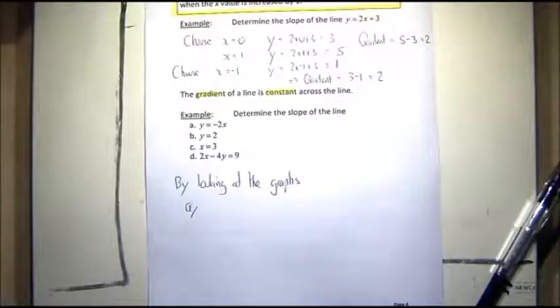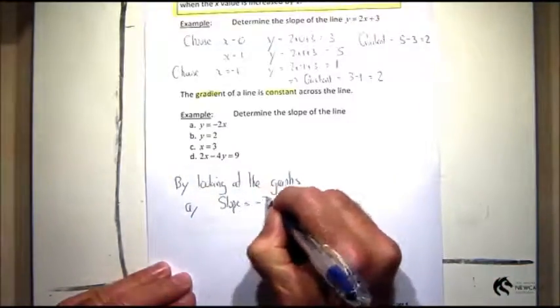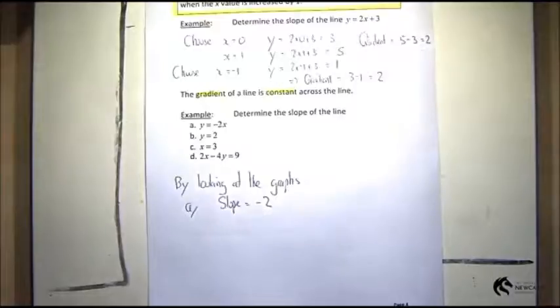So that's the first one. So this one has a slope of minus 2. Let's look at B.